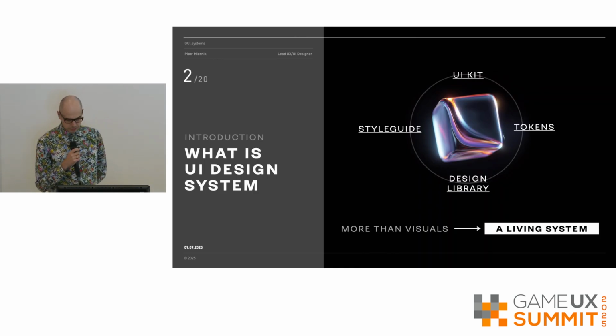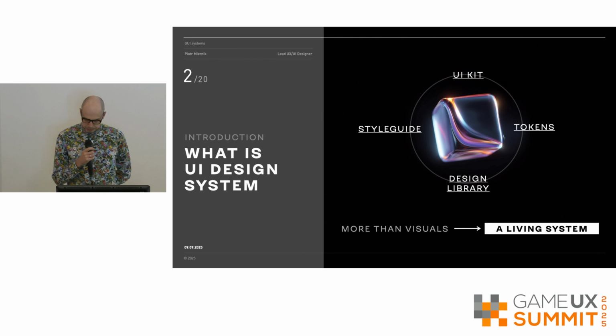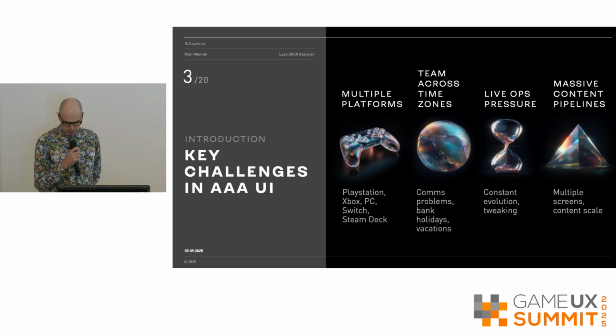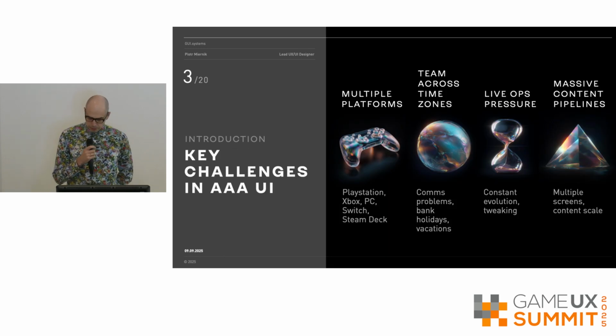Okay, let's start with a definition. A UI design system is more than a visual style guide or a collection of icons. It's a structured, reusable set of building blocks that includes rules, components, tokens, patterns, and documentation. In game development, this means everything from the smallest atomic element like font size or color up through prefabricated widgets like inventory screens. Why do AAA games need this?